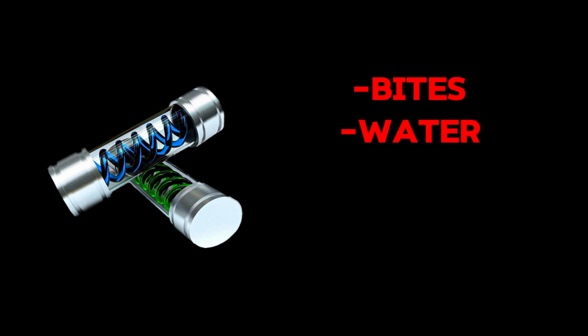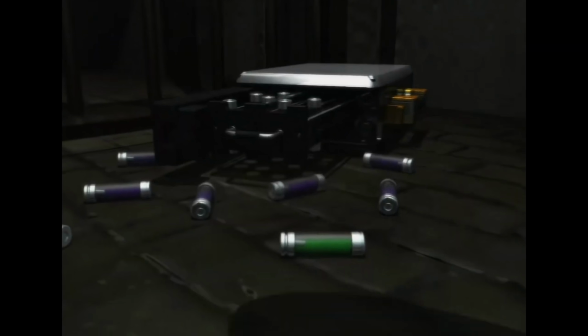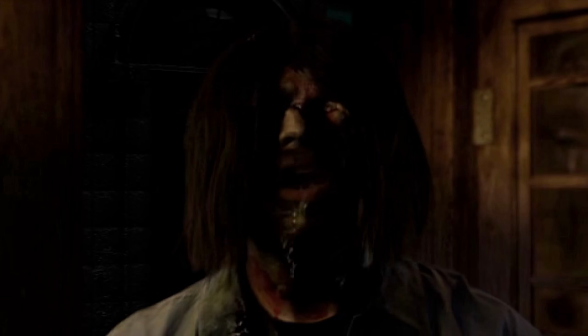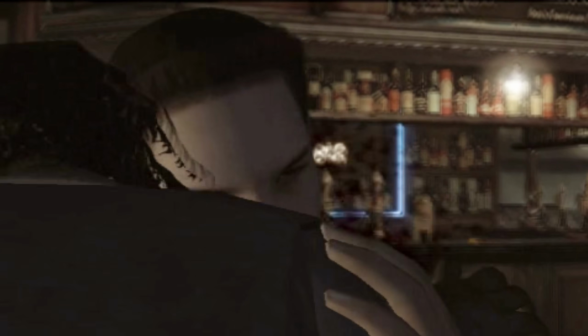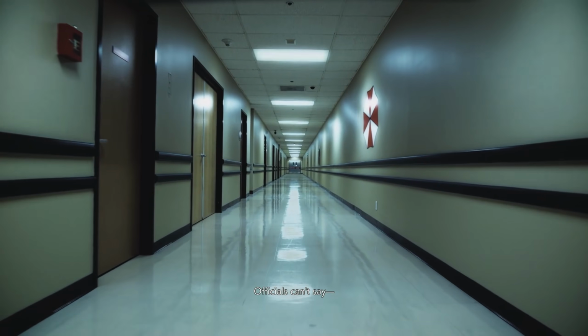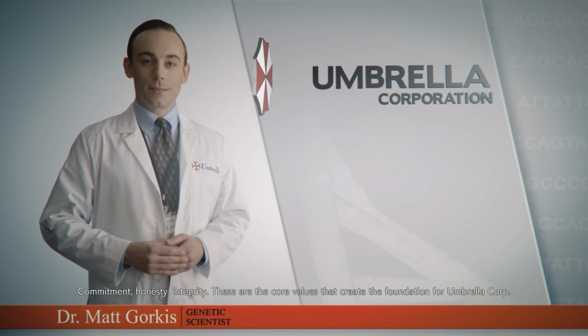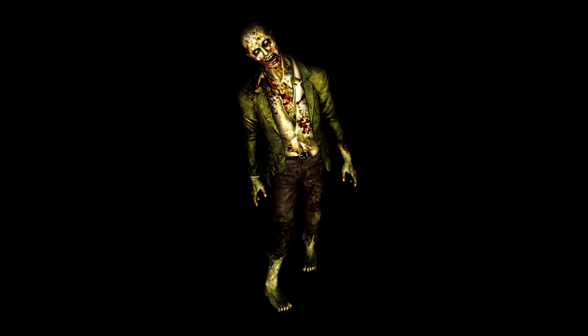The T-virus could spread through bites, contaminated water, air particles, and even plants or insects. A single leak was enough to doom entire cities. And tragically, that is exactly what happened in Raccoon City, where an outbreak exposed the world to Umbrella's crimes and marked the beginning of the bioterror era. Ironically, the virus also showed limited medical promise. Small controlled doses were once researched for cancer treatment, but the instability always won out.